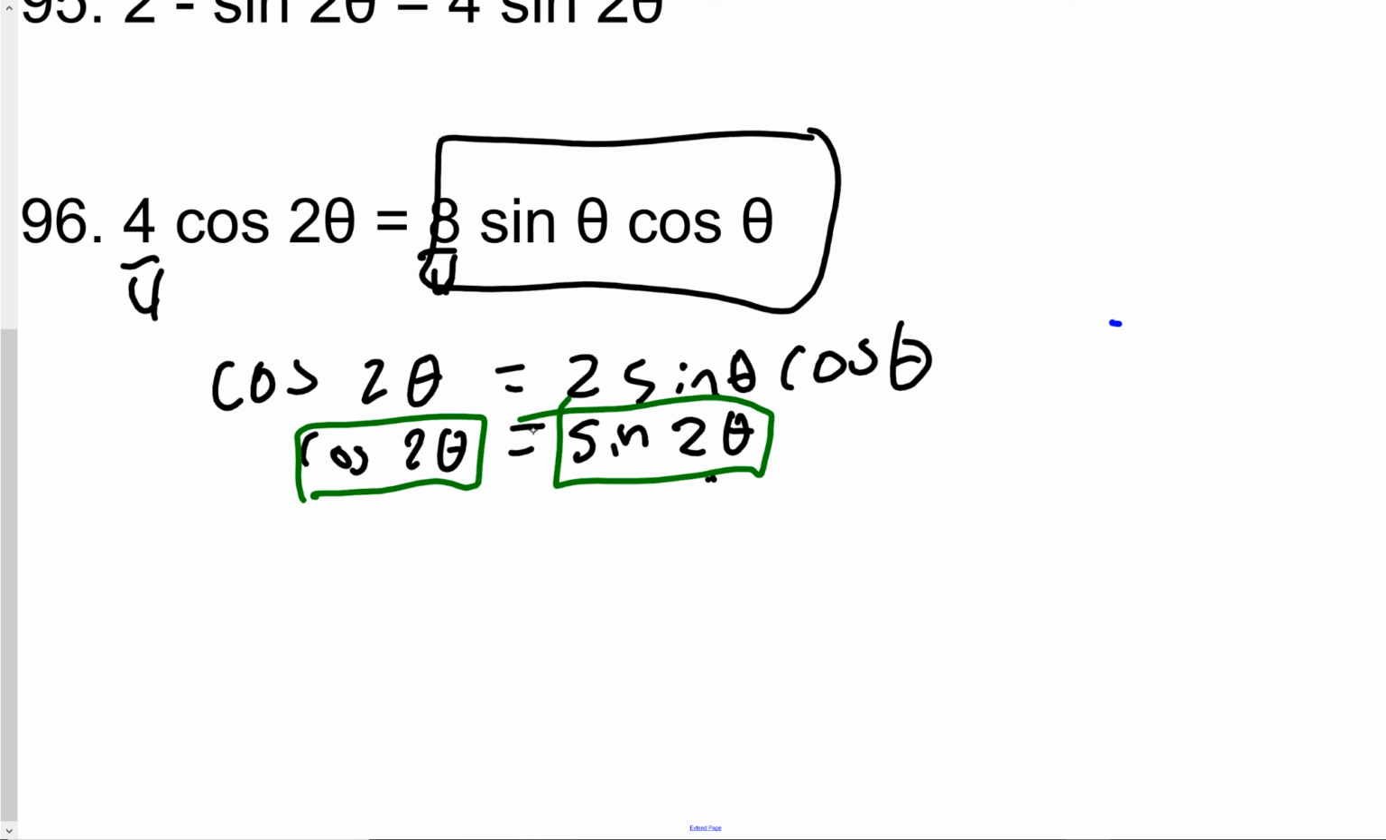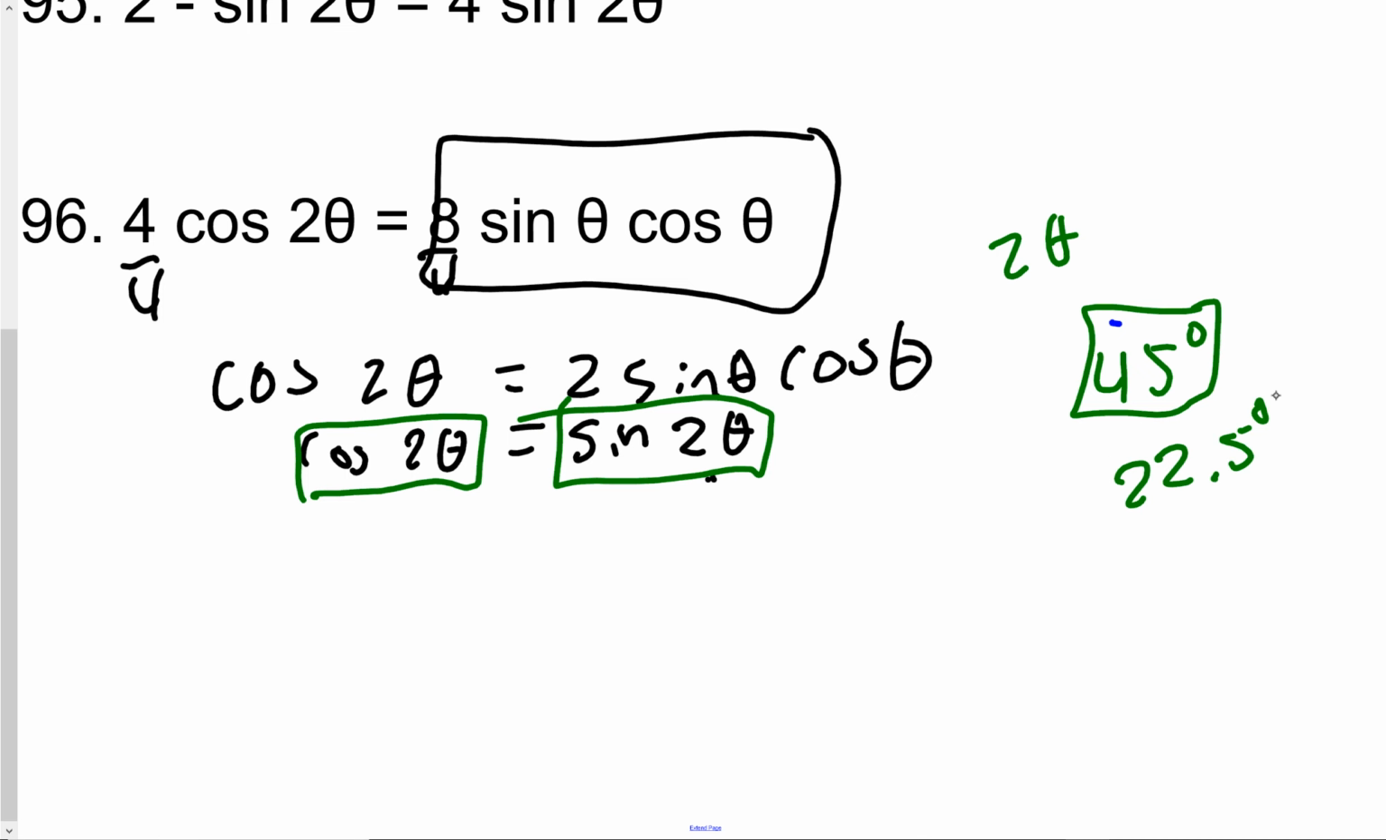Right, so where on the unit circle do your sine and cosine have the exact same answer? Well, that's at 45 degrees, right? 45 degrees would be there. And that's positive. But this answer is for 2 theta. So that means I have to divide this by 2. So I'll be at 22.5 degrees.